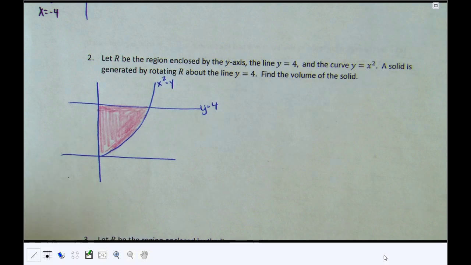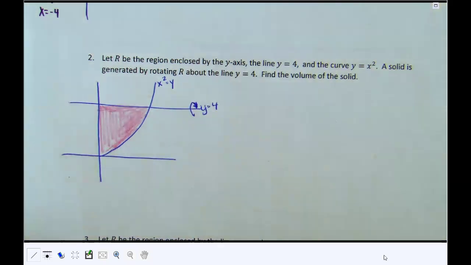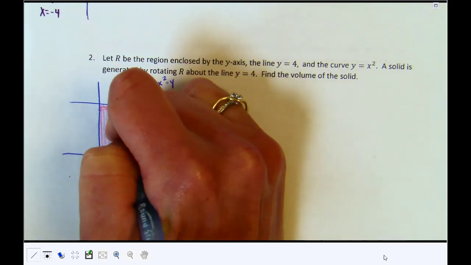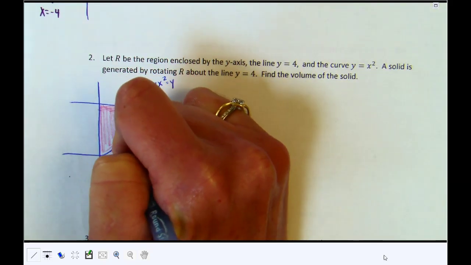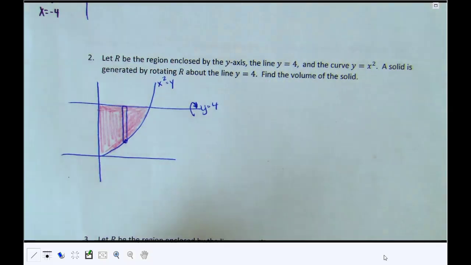Yeah. So we're rotating around this line here. The slice is always perpendicular to what we're rotating around. So the sneaky thing on these, honestly, everything else is normal. The weird thing is figuring out what the radius is.